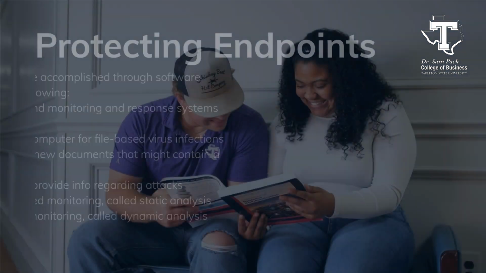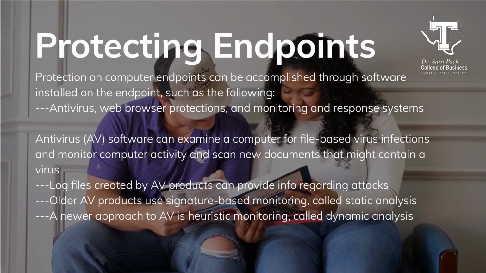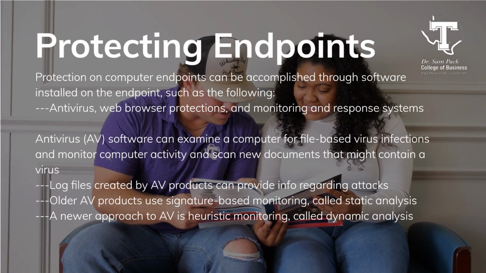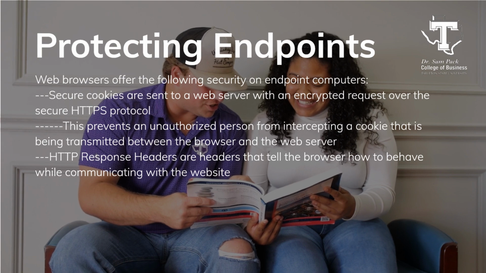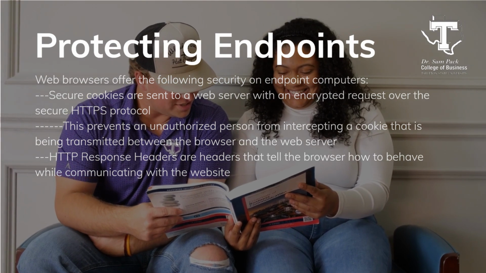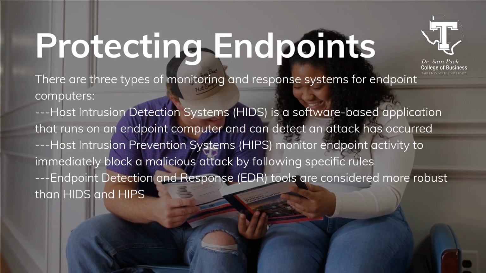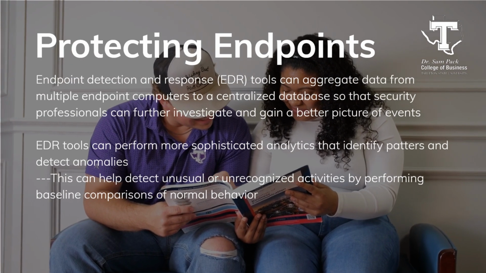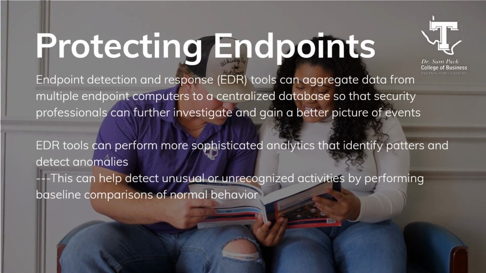To protect endpoints, we use various security measures. Antivirus software scans for and removes malicious files. Modern AV tools use heuristic analysis to detect threats based on behavior rather than known signatures. Web browsers offer protections like secure cookies and HTTP response headers to prevent unauthorized access and ensure secure communication. Monitoring and response systems include host intrusion detection systems, HIDS, host intrusion prevention systems, HIPS, and endpoint detection and response, EDR, tools. EDR tools aggregate and analyze data from multiple endpoints for comprehensive threat detection.